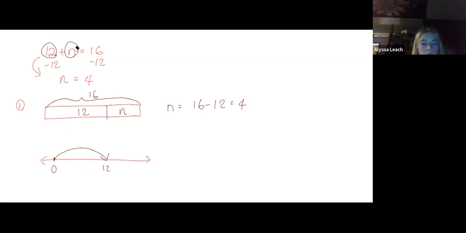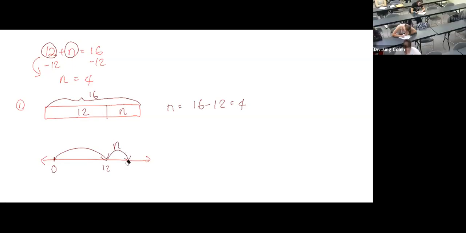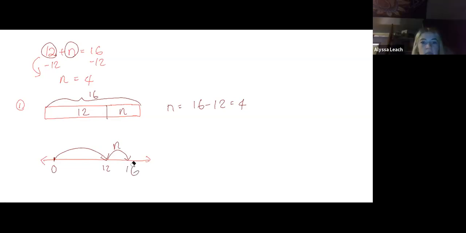So you jump to 12, that's what is represented here. Then we added some number. We don't know what that is. And where do we land? In total we have 16 here. Does that represent the situation? Yeah, that doesn't actually represent the situation here.